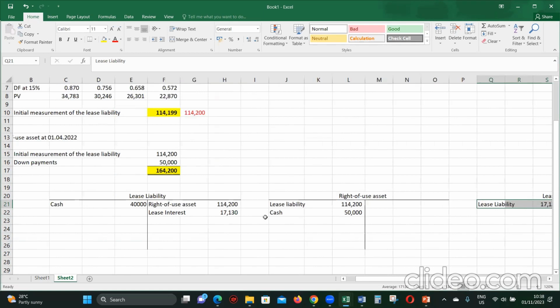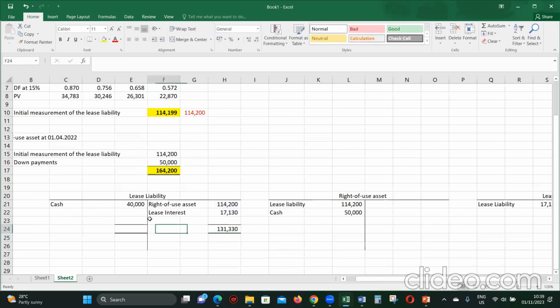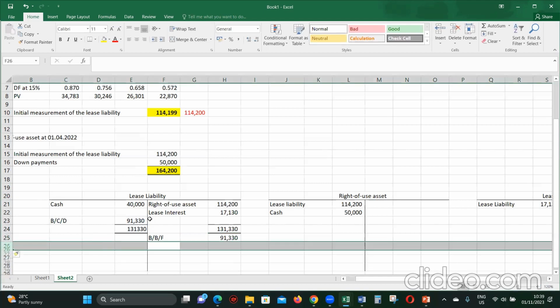And the next one is you have to pay lease rentals. When you pay, cash credit, lease liability debit 40,000. That's all for 1 year. Now we can balance the first year, right? I'll take the total 131,330, here also 131,330. What is the balance? Balance carried down 91,330. Balance brought forward 91,330. This is at the end of the first year.